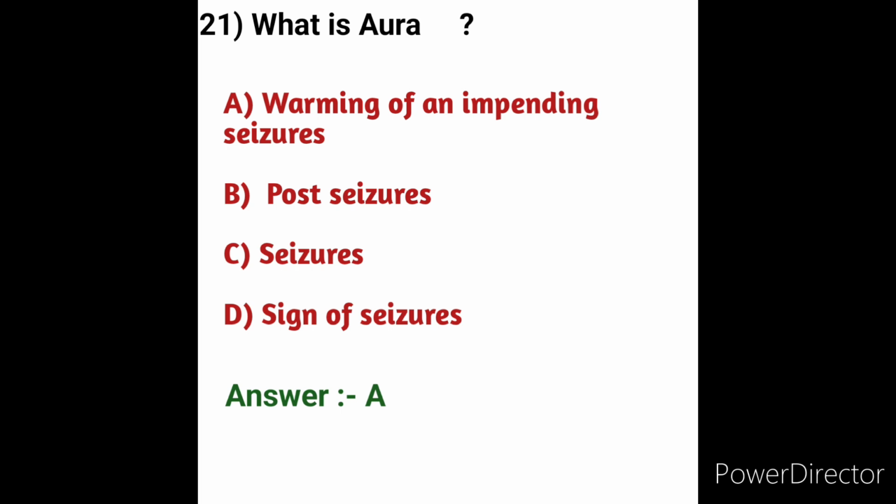Warning of impending seizures. Some people describe the warning they feel before they have tonic-clonic seizures. So aura means warning of impending seizures. Option A is the correct answer. Next we will move on to question number 22.